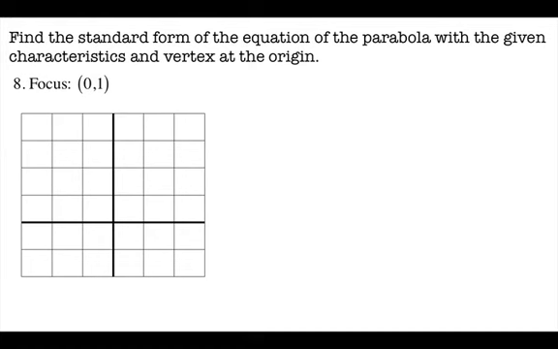Same directions, different information. The focus is 0, 1. So if I graph it, there again, the vertex is at the origin. So I know that this is opening up because the parabola wraps around the focus. Then it opens up, the p is equal to 1. Again, the p is the distance from the vertex to the focus, which, if you look at this distance, is 1 unit.